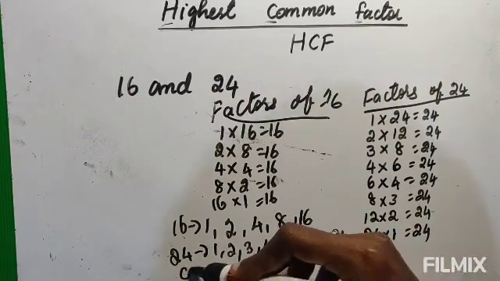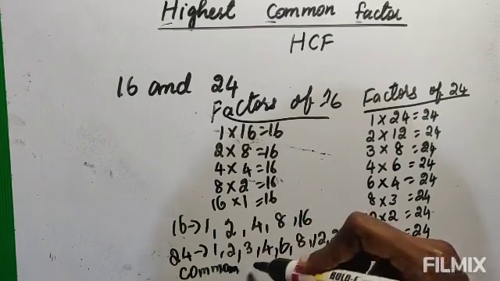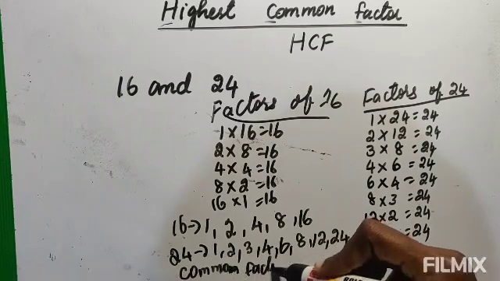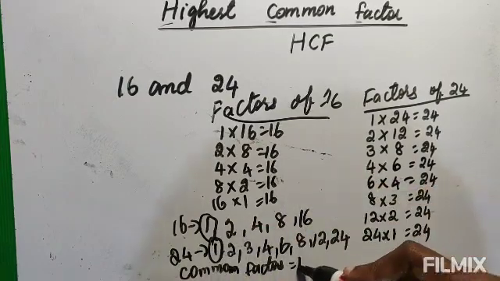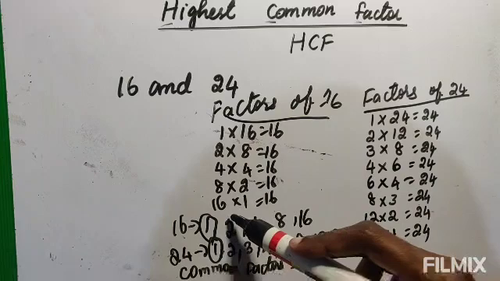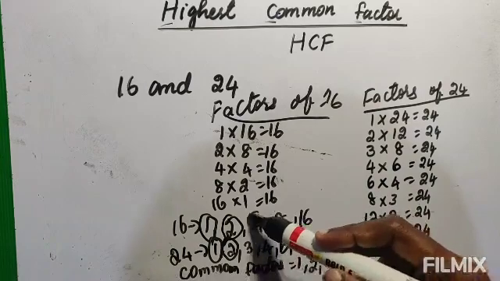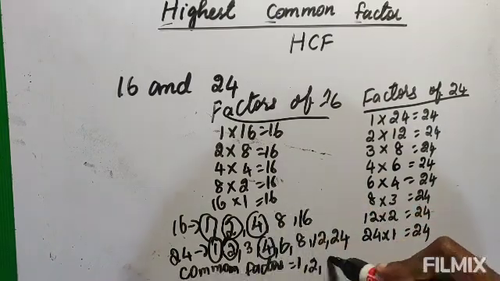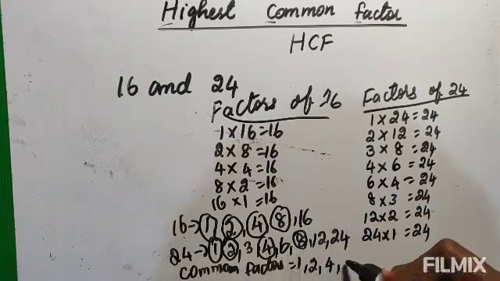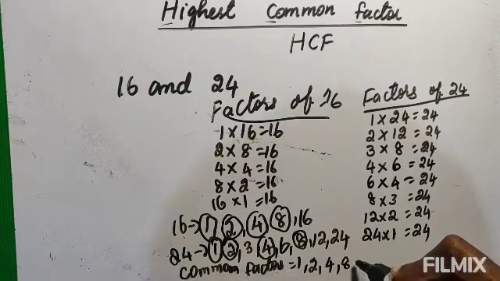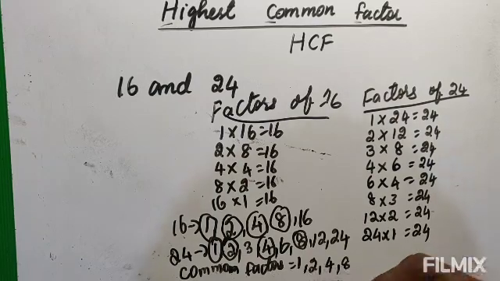Now we have to write the common factors, as you were writing common multiples. Common factors are here: 1, both are having 1 as a common factor. Again 2, both are having 2, so 2 is a common factor. Again 4, both are having 4. Again 8, both are having 8. No more numbers are common factors. So these are the common factors.